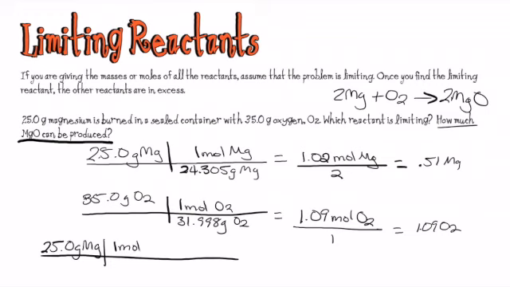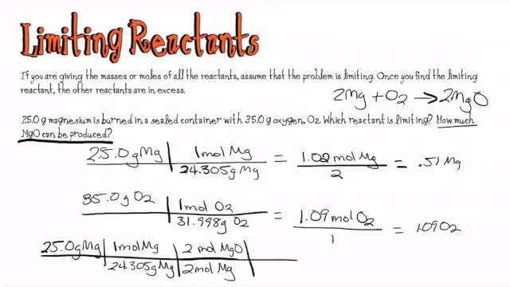So 1 mole of magnesium is 24.305 grams. We use our molar mass. Now we can use our balance numbers. So we have 2 magnesium that are used for every 2 moles of magnesium oxide produced. So 2 moles of MgO over our 2 moles of magnesium.